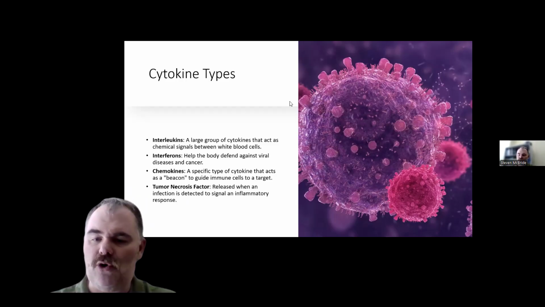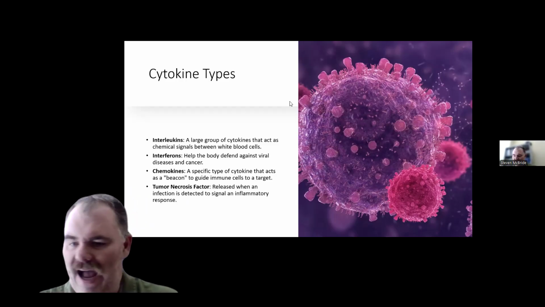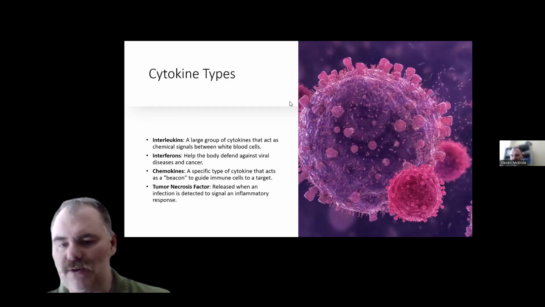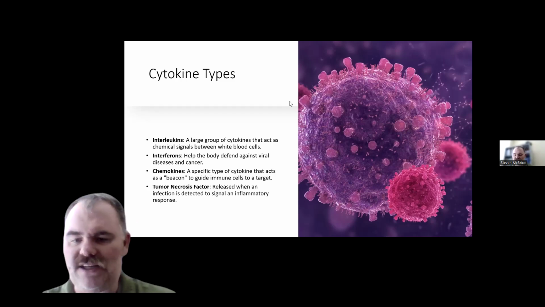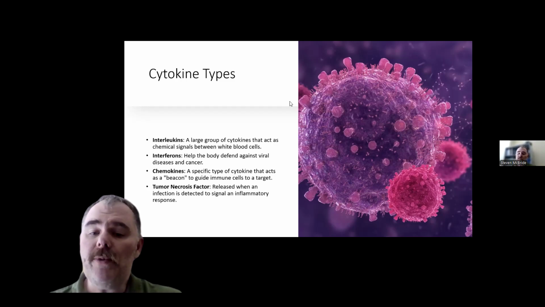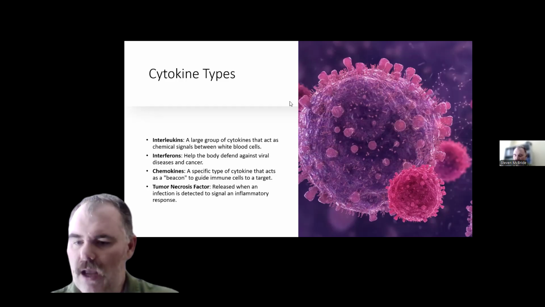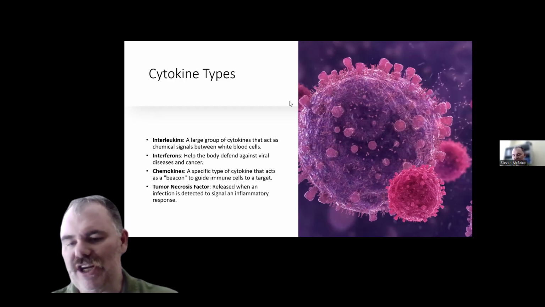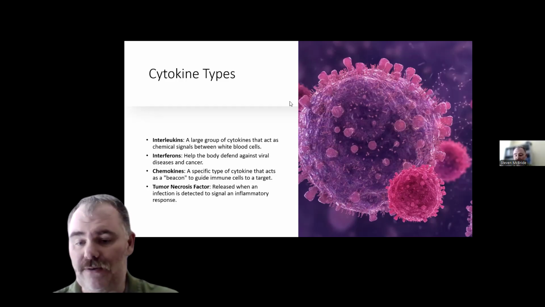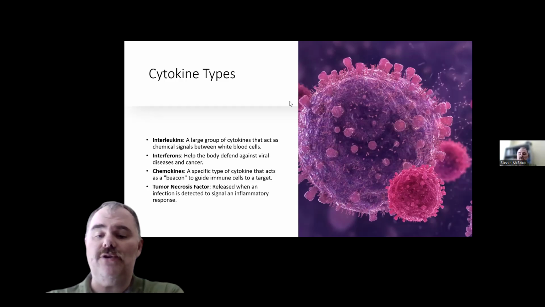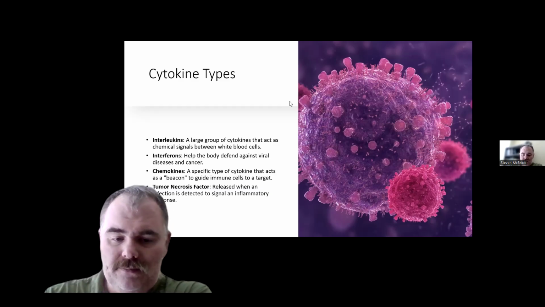Chemokines function like chemical beacons. They create concentration gradients that guide immune cells to sites of infection or injury. Tumor necrosis factor, often abbreviated TNF, is a potent inflammatory cytokine. It helps initiate inflammation and recruit immune cells to affected tissues. Together, these signaling molecules coordinate the immune response.